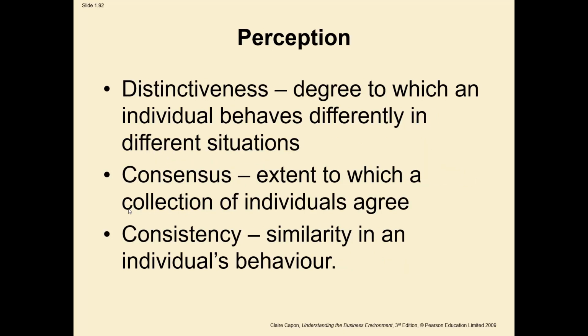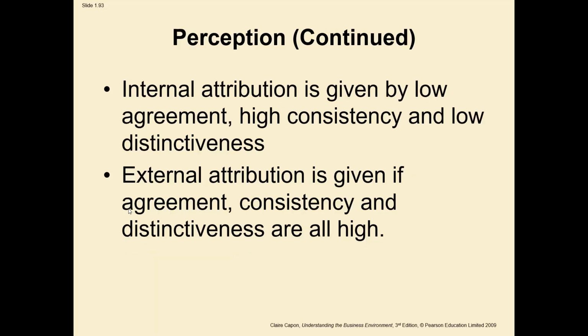Okay. Distinctiveness is the degree to which an individual behaves differently in different situations. So consensus is where a collection of individuals agree, and consistency looks at similar individual data. Distinctiveness looks at how you actually behave or deal with certain situations.